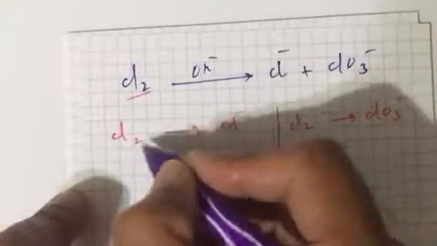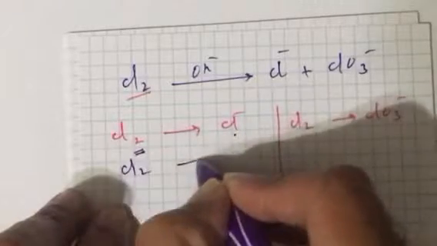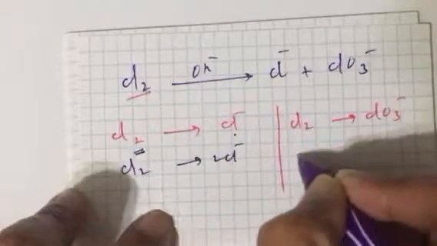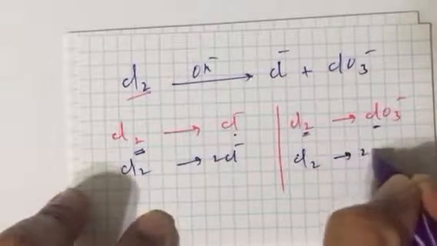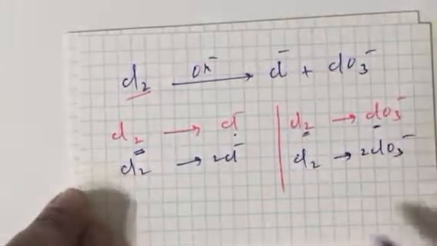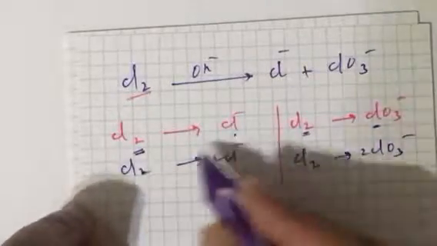Now you balance atoms other than oxygen and hydrogen. Two Cls, here only one. So you write Cl2 gives 2Cl minus. Here 2Cl, here 1. Again Cl2 gives 2ClO3 minus. That is our first step: first separate and then balance atoms other than oxygen and hydrogen.